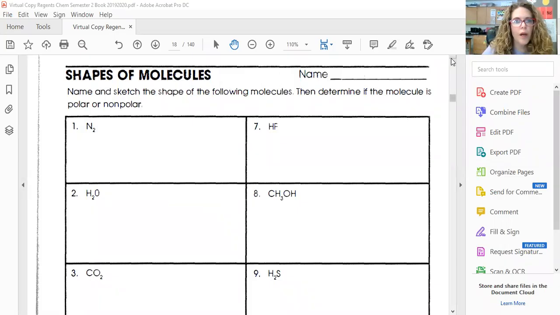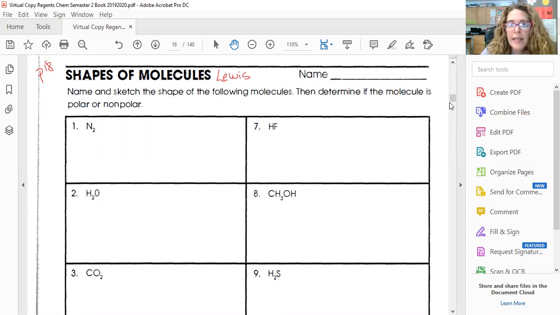All right, so welcome. We are on page number 18 of your notes, in the practice in the back of your notes. This is where we're going to be drawing Lewis dot diagrams of different compounds, different molecules, and then we're going to determine whether the molecule is polar or nonpolar.